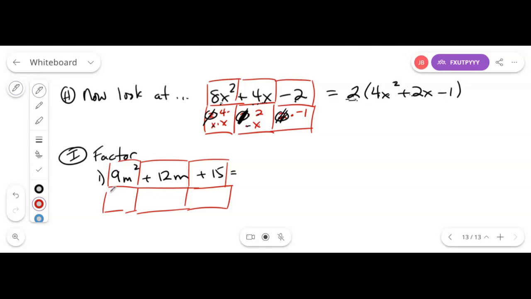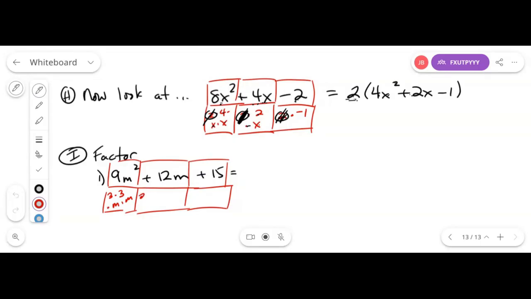9m squared. 9 is 3 times 3 times m times m. 12. I'm not going to write 2 times 6. Why would I not choose 2 times 6? Okay, right. I'm trying to get numbers that are the same, and I already know I don't have any 2's in here. So why choose 2 when that isn't going to work? That ain't going to help me. I need to choose numbers that are going to help me.